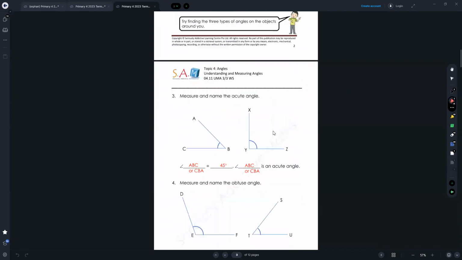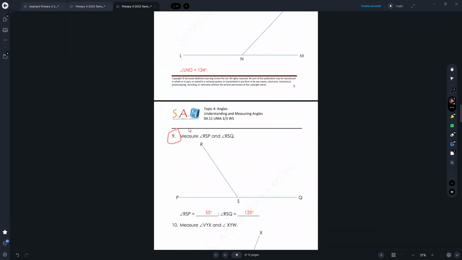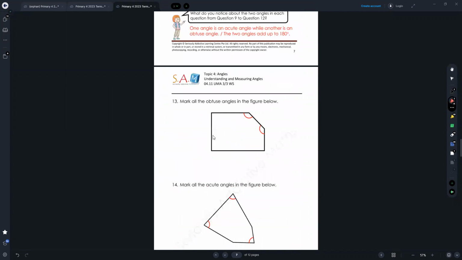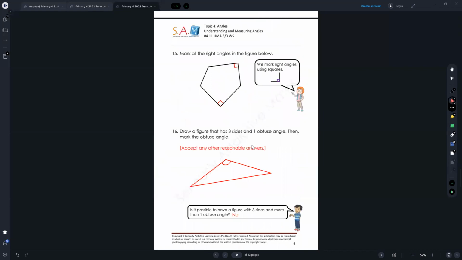And then there are some extra questions to work on. If there's time, just do a few. I'll probably just assign a few questions for them to do as well. Question E is to get them to see the relationship, that it's 180 degrees.